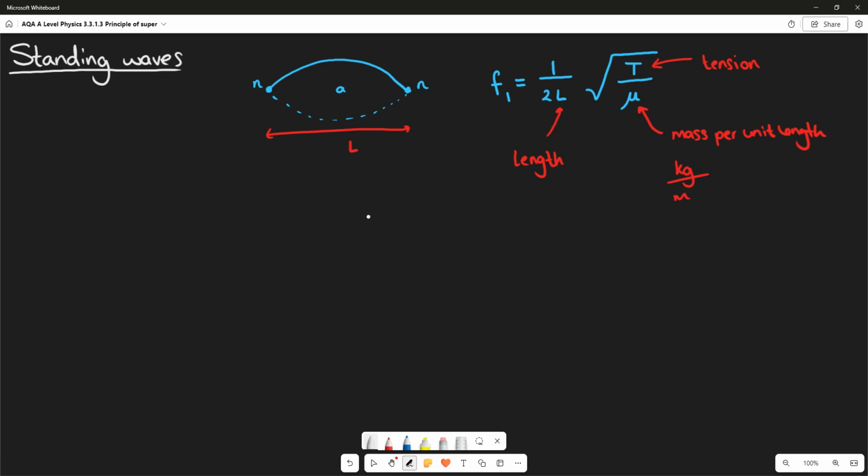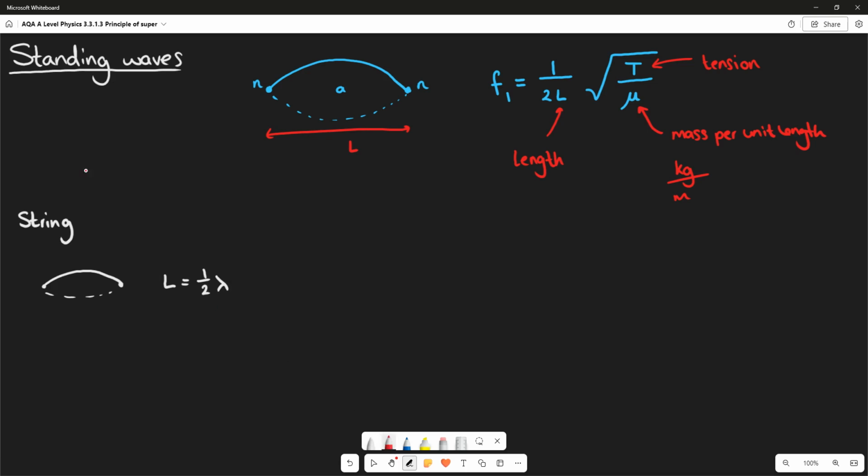Okay, let's have a look at some of the mathematics of the different types of standing waves that we can get on a string. The first shape that we have is that one loop. Now the length of the string, that distance there, is equal to half the wavelength of a wave.